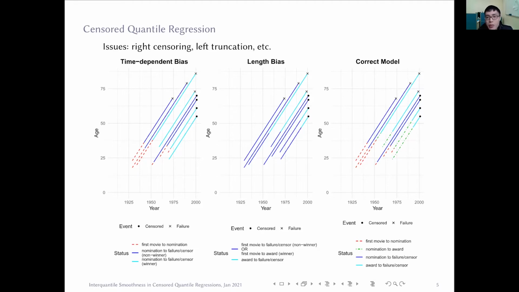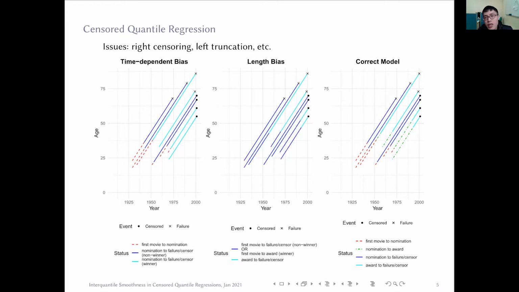Right censoring means that the observation is terminated by some external event like the end of the study. So in the middle figure, we can see that we stopped the observation in around 2001, and we only know that the actors were alive at that time, but we did not know when they exactly died.